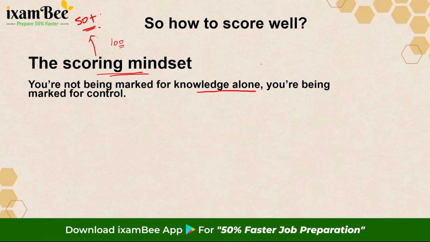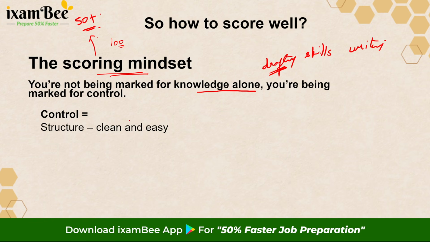Please remember, what is this paper testing? It is testing your drafting and writing skills. When I say drafting, it is not legal drafting, but writing skills in a particular language, English in this case. Therefore, how do you get control? Control is a combination of structure, how clean and easy your structure and your answers are, how well you can write, which is easy for a reader to read and comprehend quickly.